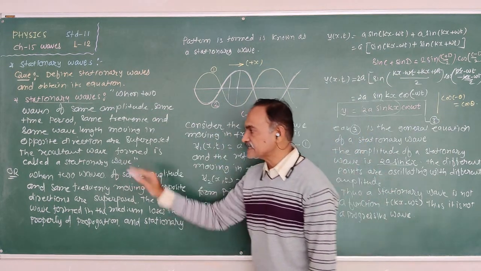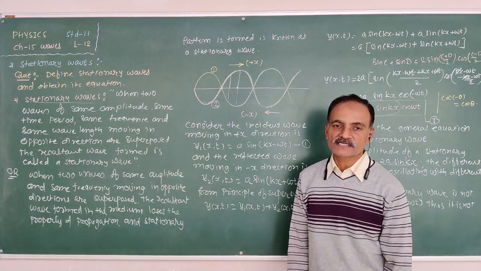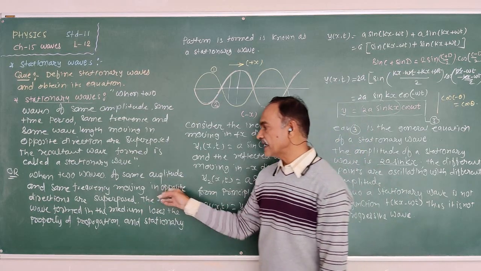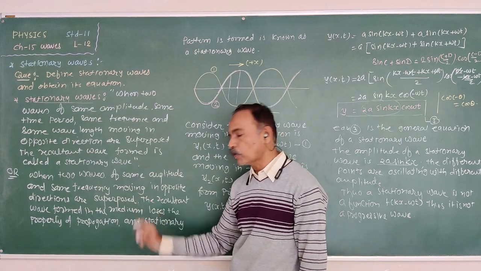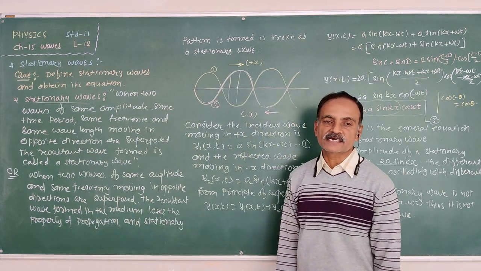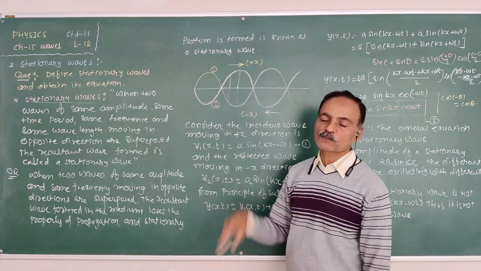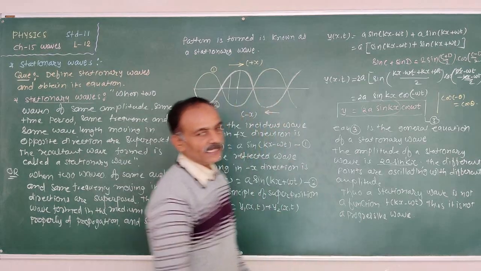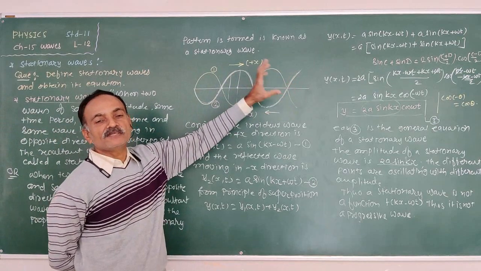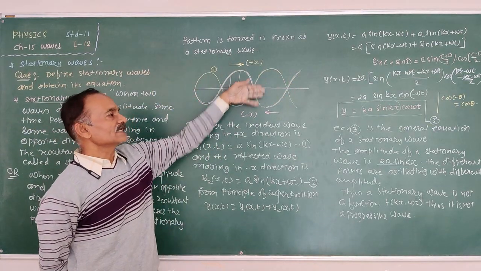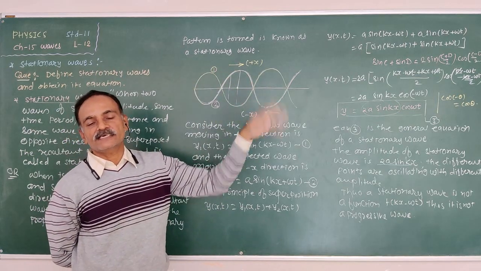Another definition is that when two waves of the same amplitude and same frequency moving in opposite directions are superposed, the resultant wave format in the medium loses the property of propagation, and the stationary pattern is known as the stationary wave. So due to the superposition of the two waves moving in mutually opposite directions, the resultant pattern is stationary, not moving either to the left or the right side.